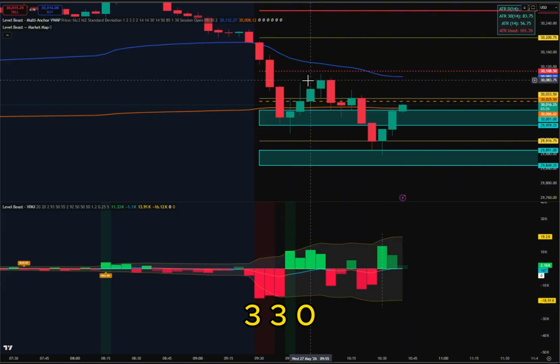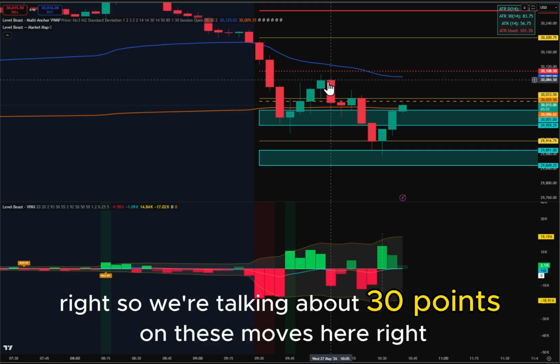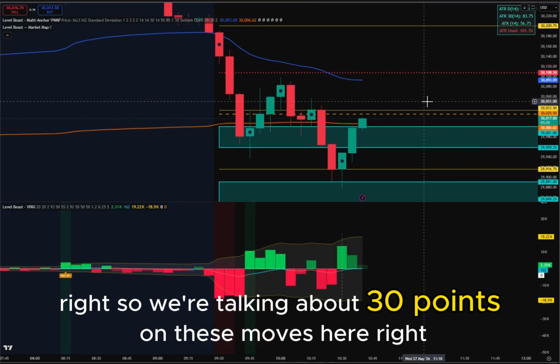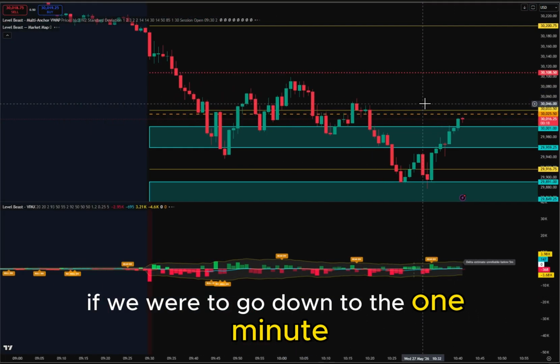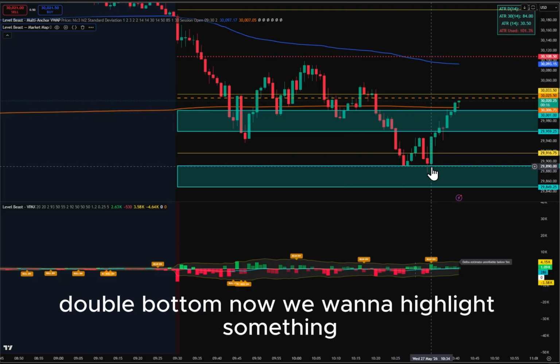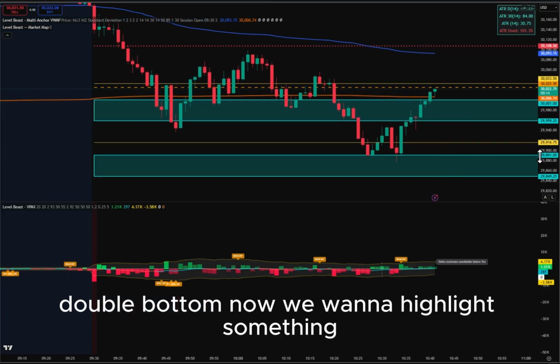29963, 30083, right? So we're talking about 30 points on these moves here, right? If we were to go down to the 1 minute, it becomes even more evident. Double bottom. Now, we want to highlight something.